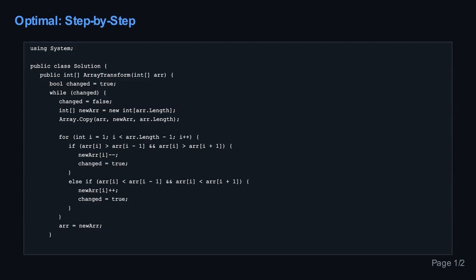Let's restart the trace with the provided solution logic. Initial array, 6, 2, 3, 4. We iterate. For index 1, value 2, neighbors are 6 and 3. 2 is not greater than both, nor smaller than both. No change. For index 2, value 3, neighbors are 2 and 4. 3 is not greater than both, nor smaller than both. No change. After this pass, no changes were made. So the array remains 6, 2, 3, 4. The example output is 6, 3, 3, 4.